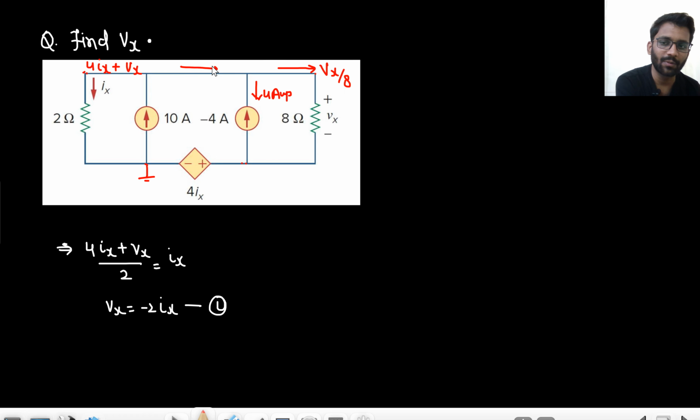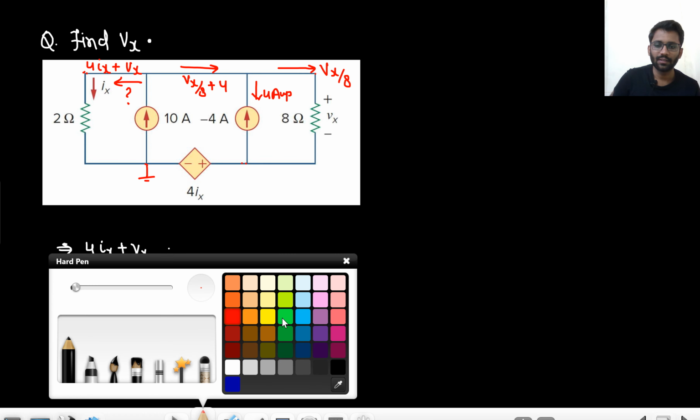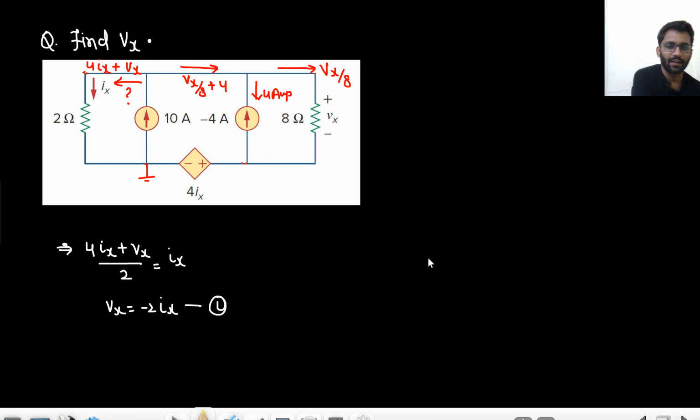That means what is the current coming from here? Vx by 8 plus 4 ampere. Vx by 8 plus 4 ampere current coming from here. 4 ampere is going that way and Vx by 8 current is going that way. Now from here I have 10 ampere current. So what will be the current at this side? I have some current this side. I don't know the value of this current. I have 10 ampere current coming from here and Vx by 8 current going there.